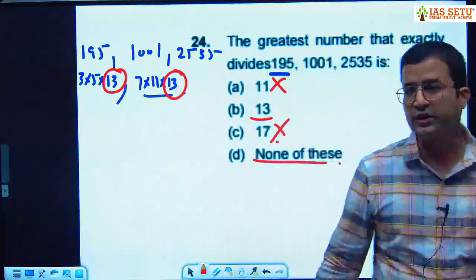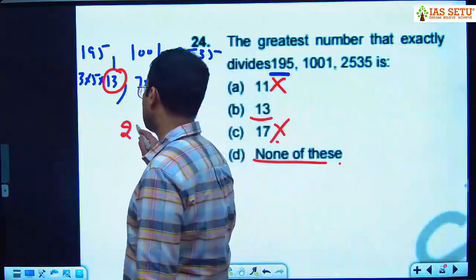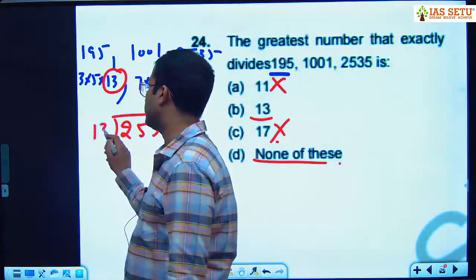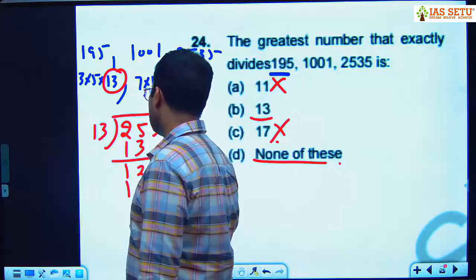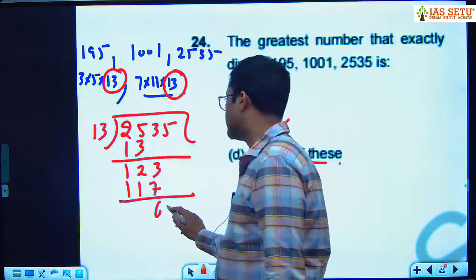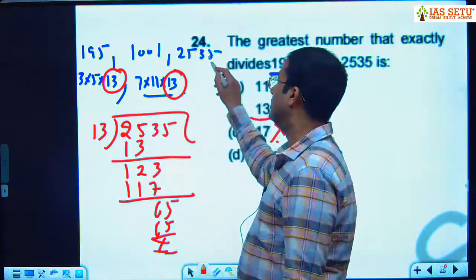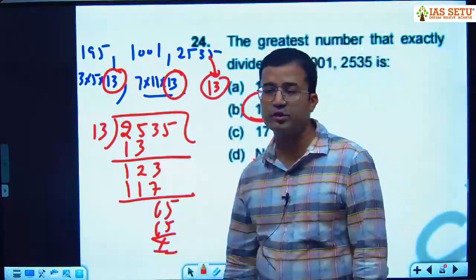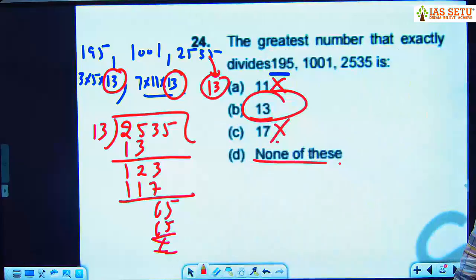So just check whether this third number is divisible by 13, yes or no. 2535, we try to divide by 13. So it is 13, 1, 2, 3, 117, 65, 65. Yes. So 13 is a common factor here. So you can say 13 is the highest common factor because 13 is a common factor in the first number, second number, third number.